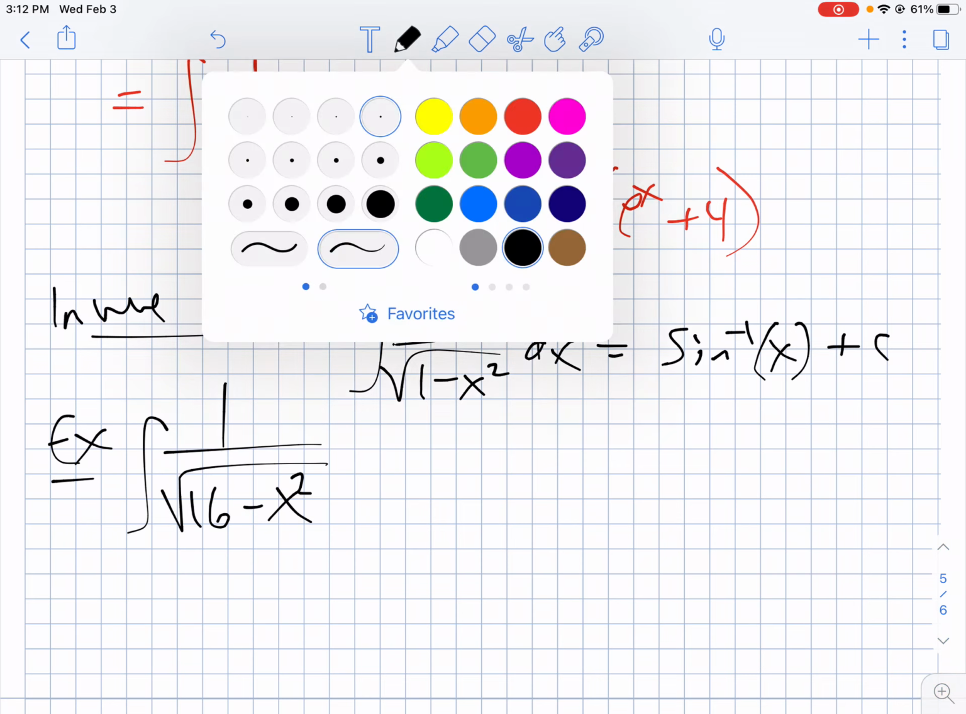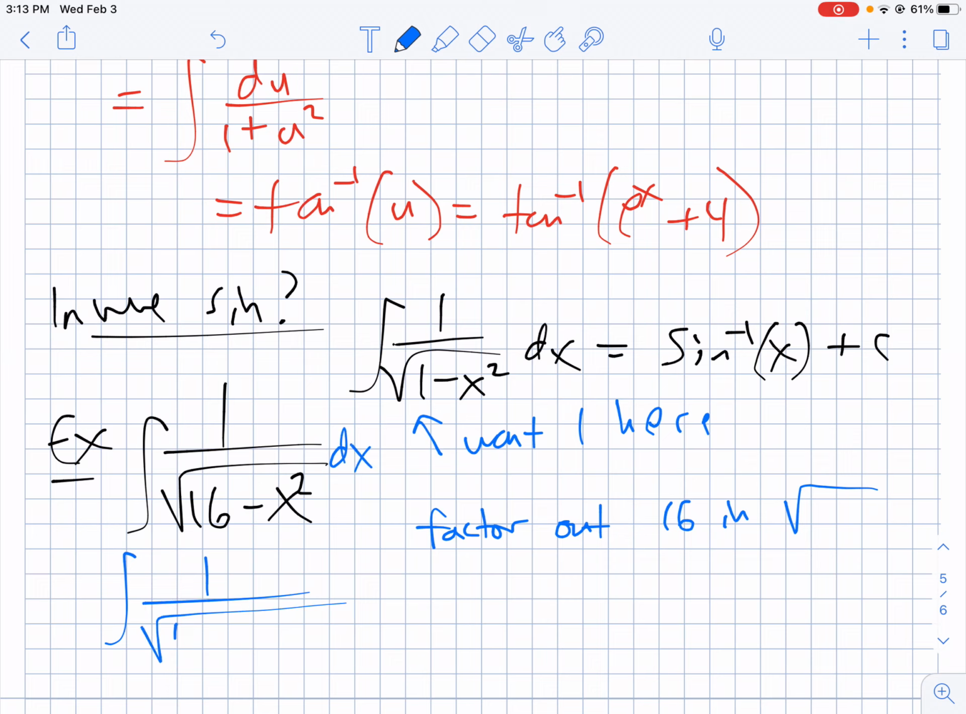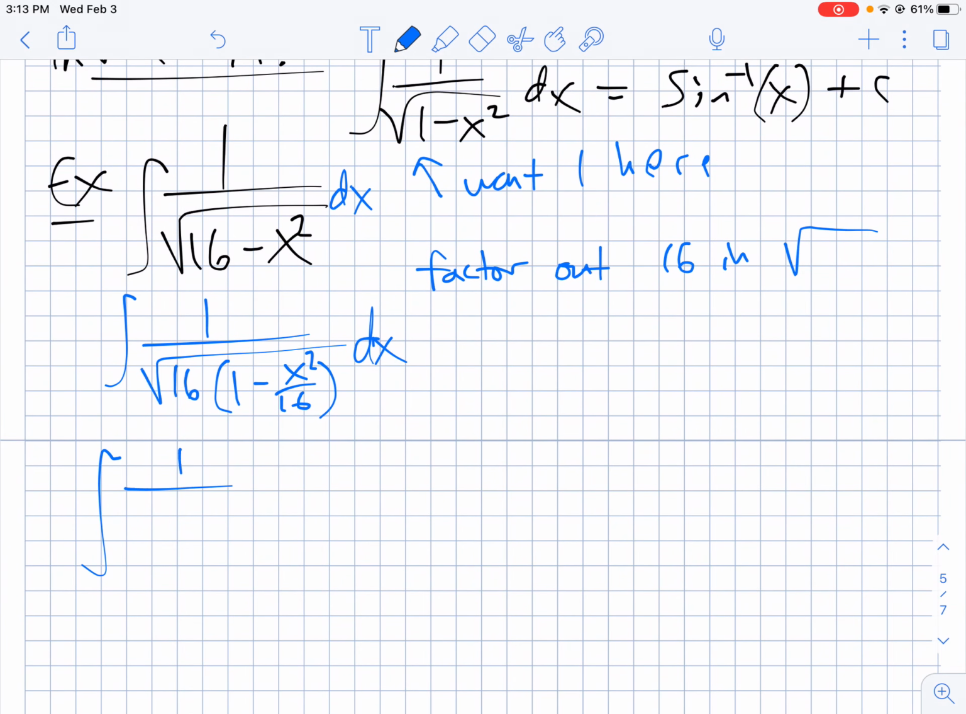Now, again, I'm going to do the same thing I did with inverse tangent because I want a 1 here. But something really cute is going to happen with the square root. So we're going to factor out the 16 inside the square root. I should have put a dx here, but I'm going to turn this into, if I factor a 16 inside the square root, 1 minus x squared over 16. Now, I can actually separate the square root, so I can turn that into square root of 16 times 1 minus x squared over 16. Okay, so the square root of 16, of course, we know is just 4.